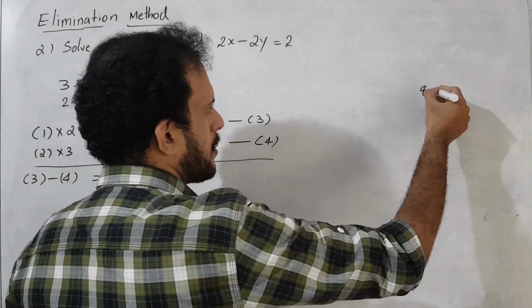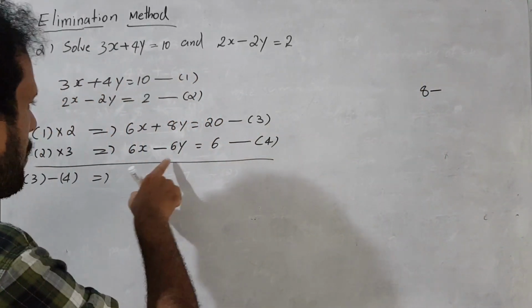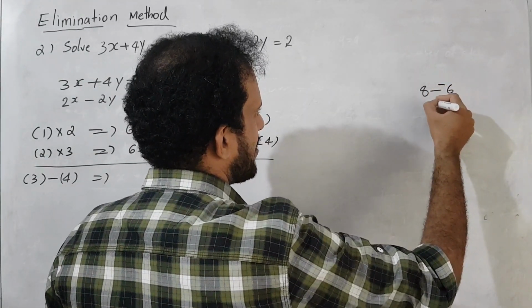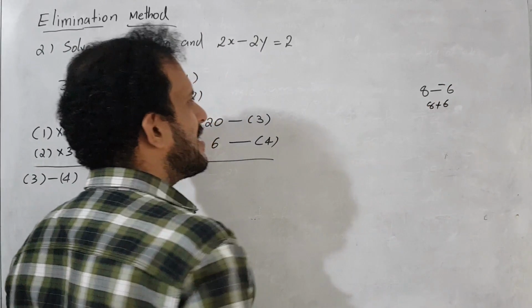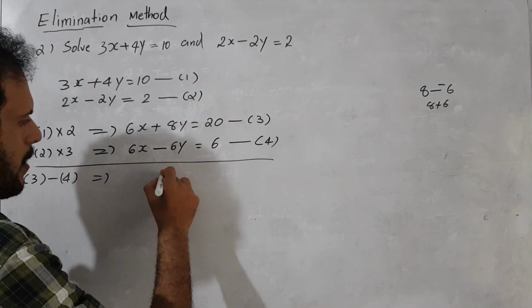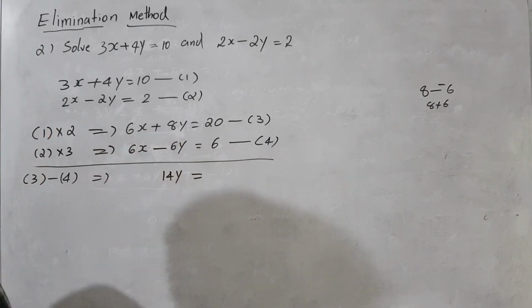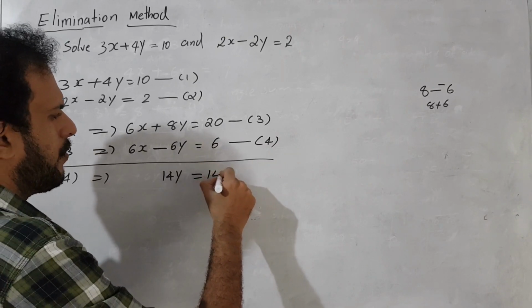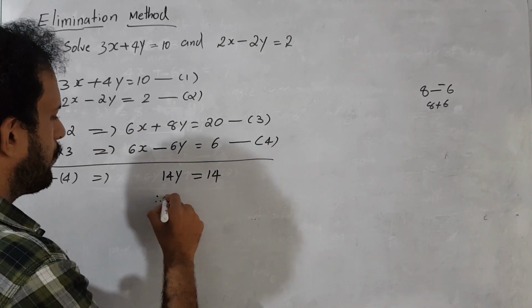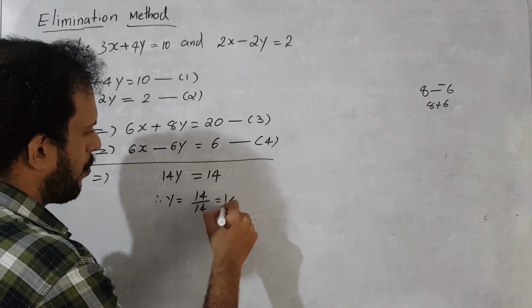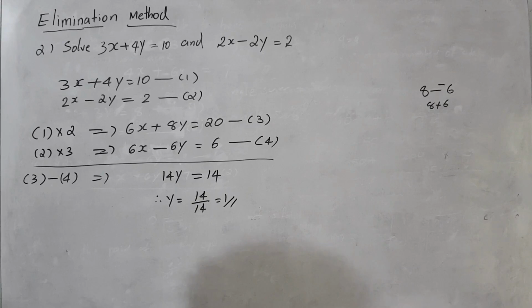Then what is the operation? Subtraction. What are we subtracting? Minus 6. Then what is the change? That is 8 plus 6. Correct? What is 8 plus 6? That is 14. 14y is equal to 14. Therefore, y is equal to 14 divided by 14, which is equal to 1. Correct?